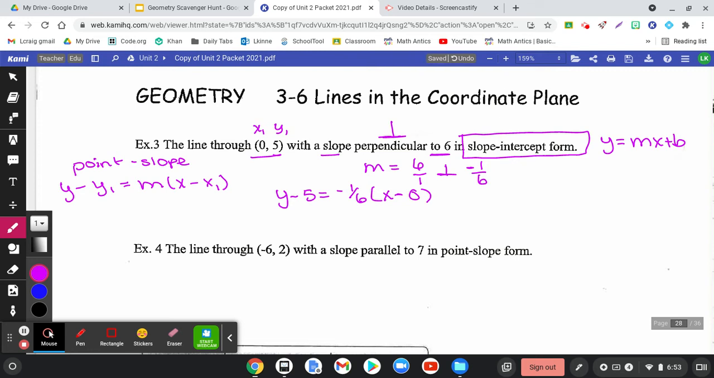That's in point slope form. It wants it in slope intercept form. So I'm just going to manipulate this a little bit. Negative 1/6 times x is negative 1/6 x. Negative 1/6 times 0 is just 0, so we don't need that. Now the only thing we have to do is get y by itself, so we'll add 5 to both sides. So your equation: y equals negative 1/6 x plus 5.